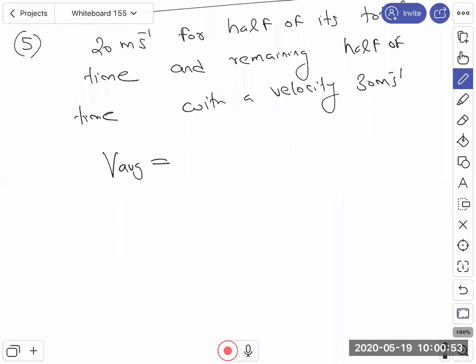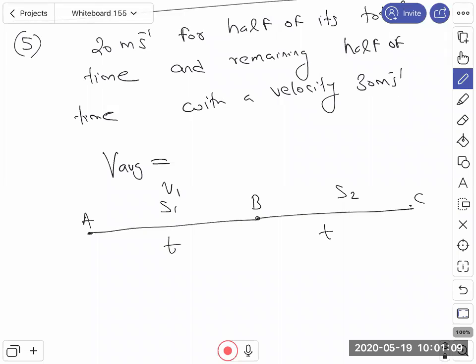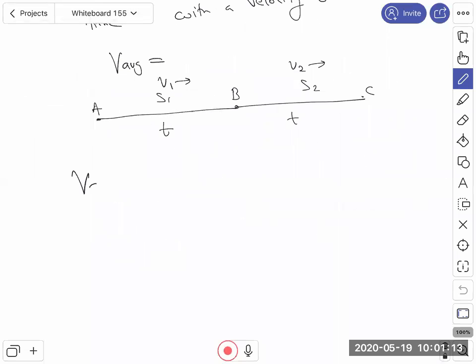So in this situation it is given that from A to B, assume that displacement is S1 and it is taking a time T, and B to C displacement is S2 and time is T. Time is the same in both parts. In the first case it is moving with velocity V1 and in the second case with velocity V2. Our aim is to find the average velocity. So average velocity equals total displacement S1 plus S2 divided by total time, T1 plus T2.